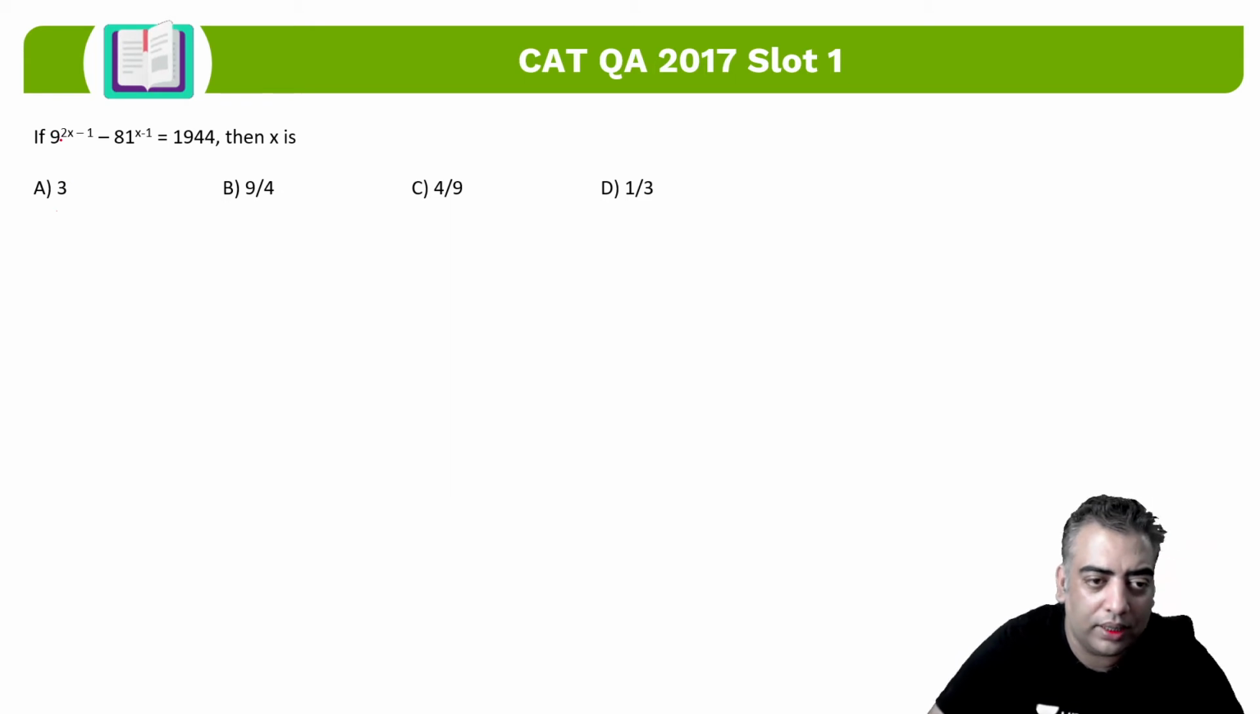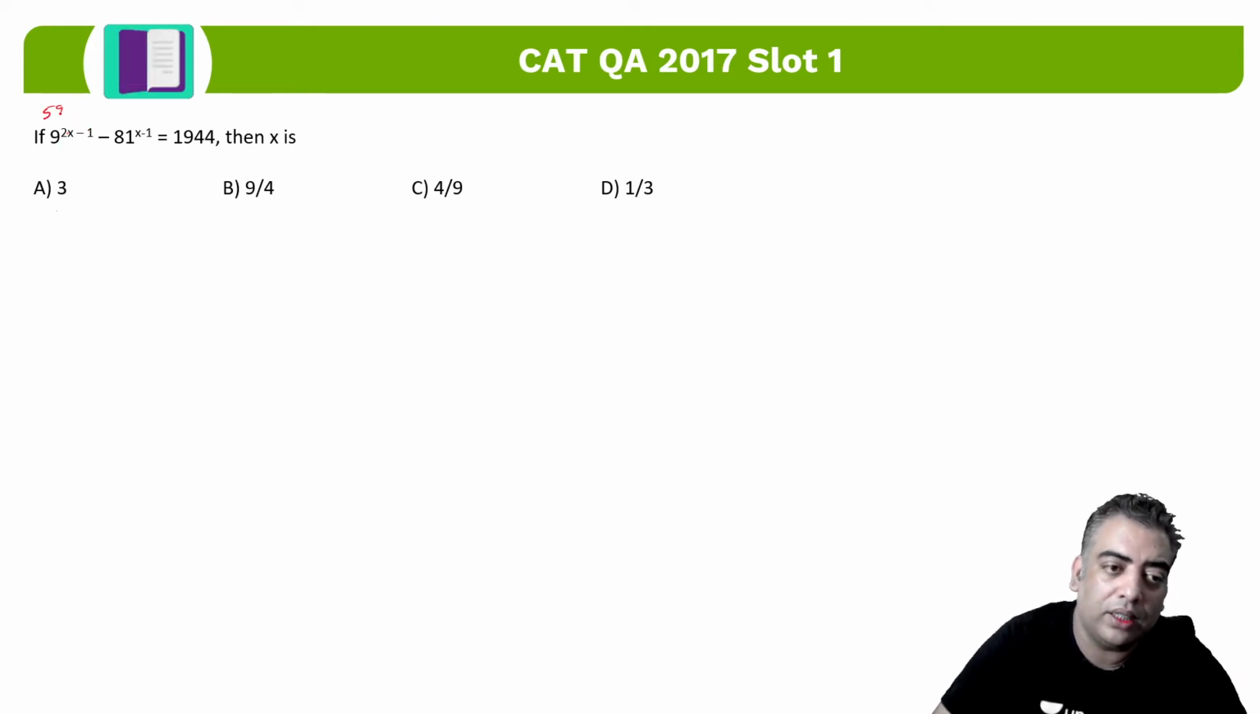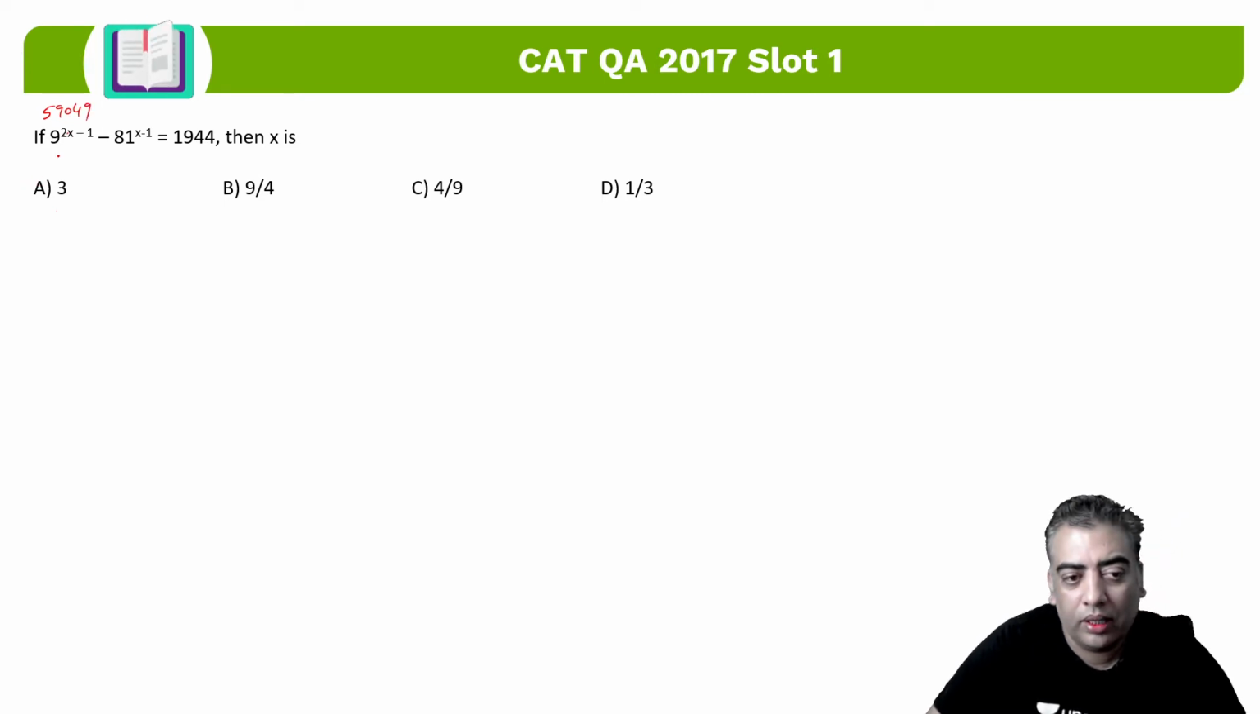So when you put 3 here, it will be 2 into 3, 6. 6 minus 1 is 5. So that will be 9 raised to power 5, which is 59049. And here it will be 81 raised to power 3 minus 1 is 2, and 81 square is 6561. So just by looking at it, we can say that this can't be our answer now, because the difference of the two values is going to be a very large number, right? So leave it and move on to next answer option, which is 9 by 4.